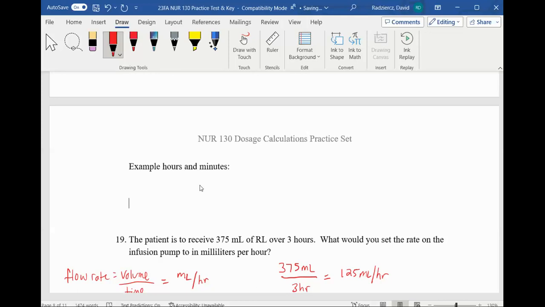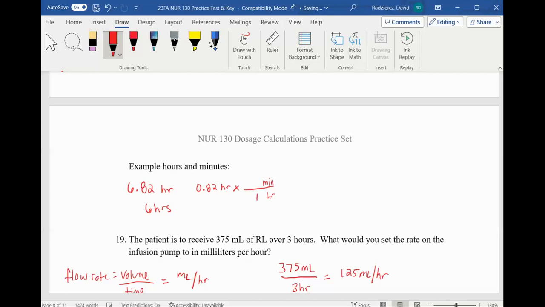So let's say you do your calculation, you have your volume over time, your milliliters per hour, and you get an answer. And let's say this time you get 6.82 hours. Okay. So some weird number. All right. So we know it's 6 hours. That's not a problem. But that 0.82, what do we do with that? So what you're going to do is, this is 0.82 hour. All we're going to do is convert hour to minute.